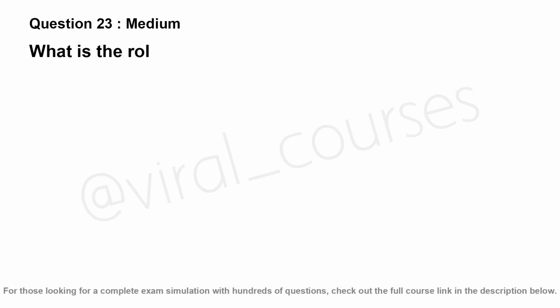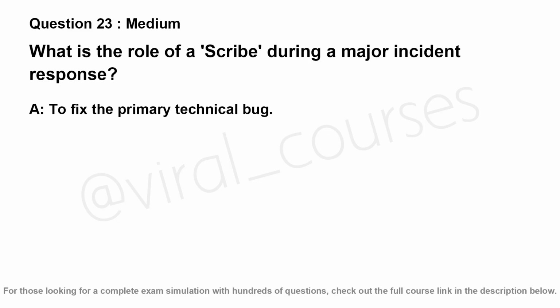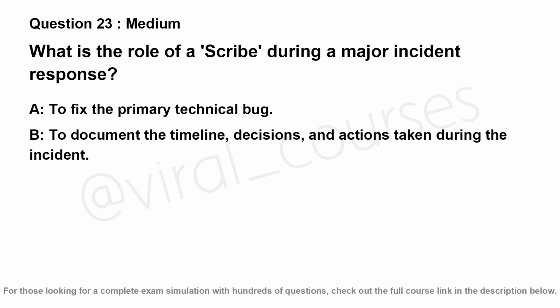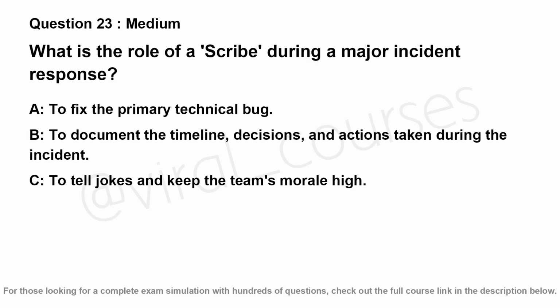What is the role of a scribe during a major incident response? Option A. To fix the primary technical bug. Option B. To document the timeline, decisions, and actions taken during the incident. Option C. To tell jokes and keep the team's morale high. Option D. To talk to the media and public.